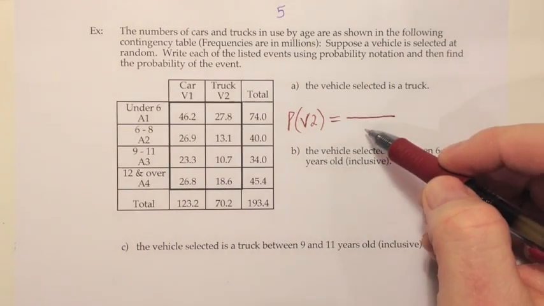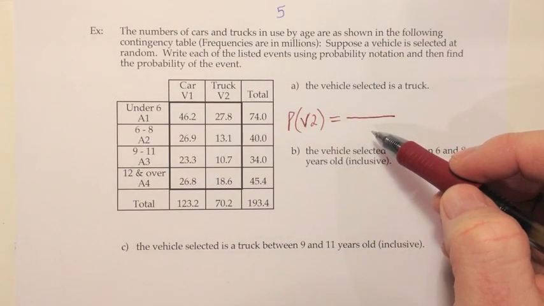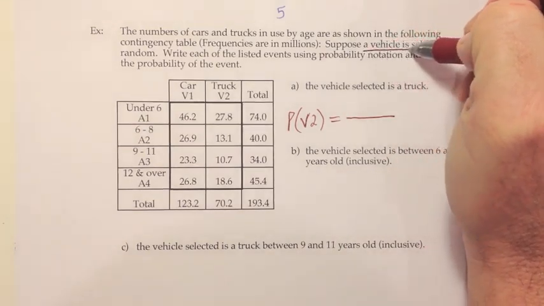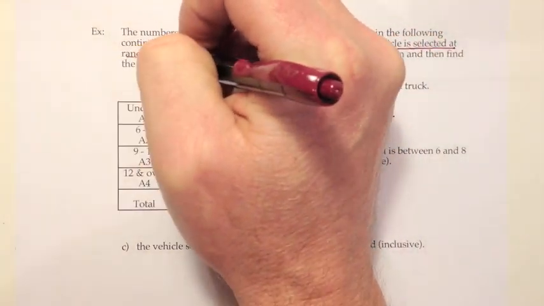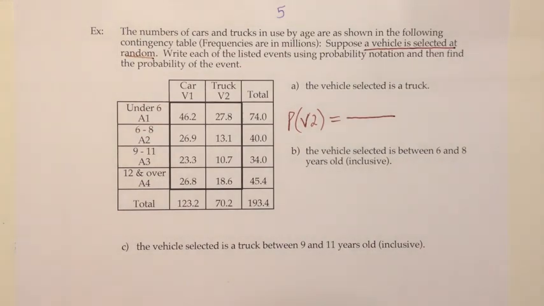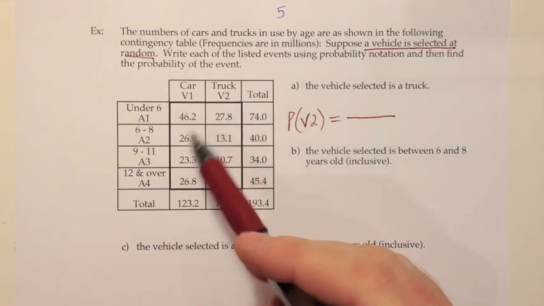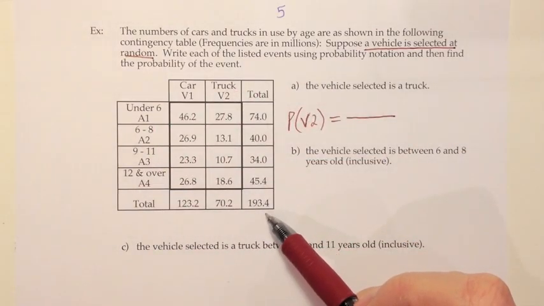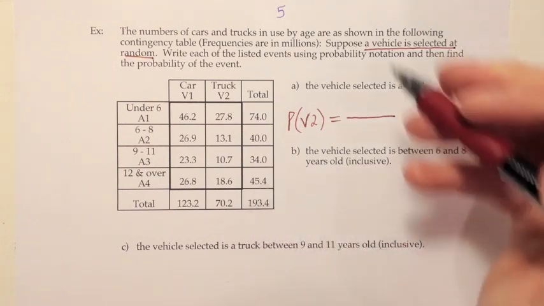When I do this, I'm going to think about the denominator first and say, well, what is it that I'm randomly selecting? So suppose that a vehicle is selected at random. When they tell you that, that tells you what your sample space is. It's all vehicles, and that includes both the cars and the trucks, regardless of the age. So it contains everything in this chart, and that would be the 193.4, the grand total.